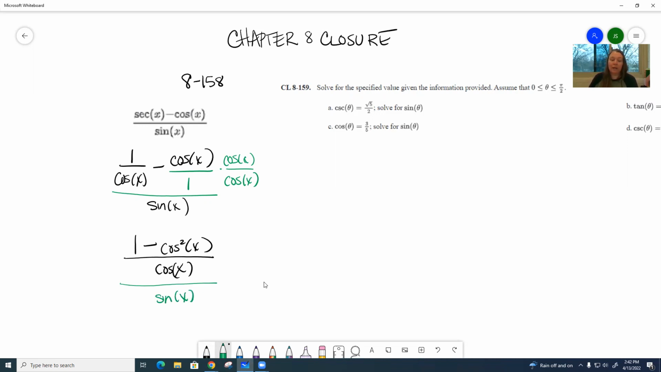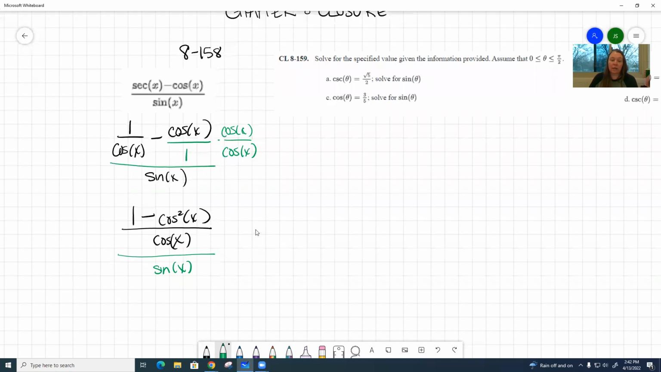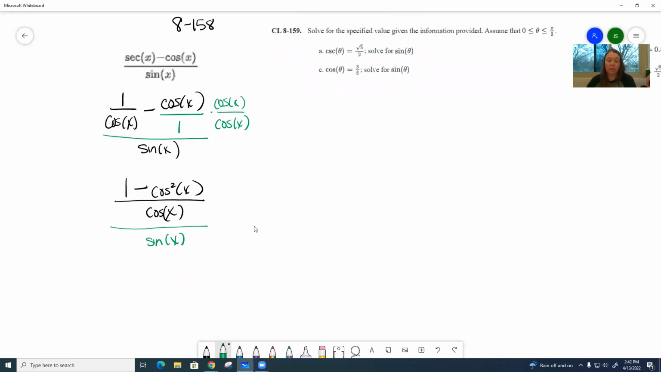Now, dividing by the sine of x is the same thing as multiplying by 1 over the sine of x. So dividing by sine, I can think of it as dividing by sine over 1. I'm going to do two things at one time now. First of all, this 1 minus cosine squared is equal to the sine squared of x, over, I still have this cosine of x.